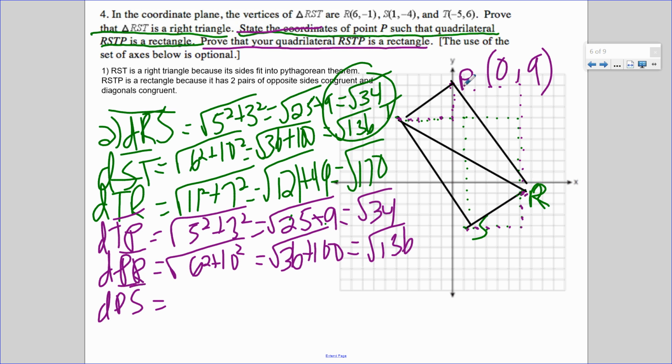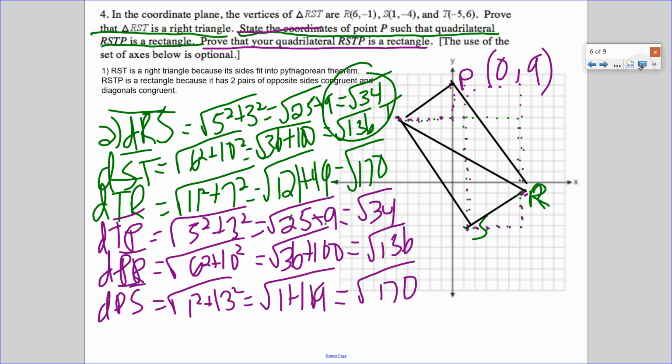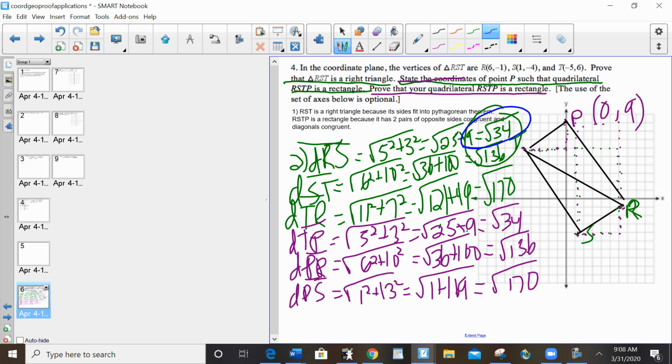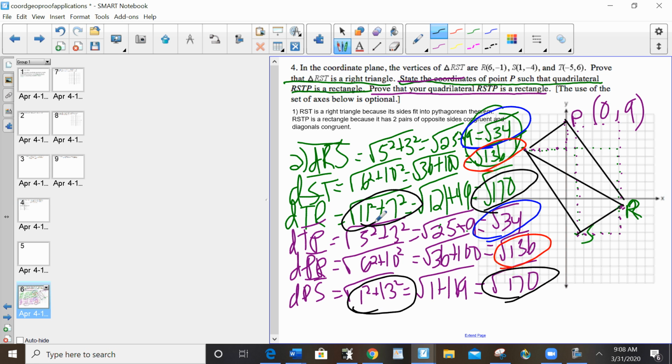Is 1, 1, 2, 3, 4, 5, 6, 7, 8, 9, 10, 11, 12, 13. One squared is 1, 13 squared is 169, 170. So, we've got rad 34, rad 34. We've got rad 136, rad 136. We've got rad 170, rad 170. Notice, even though these aren't the same values, it doesn't matter because the 170s are the same. They still have the same distance.